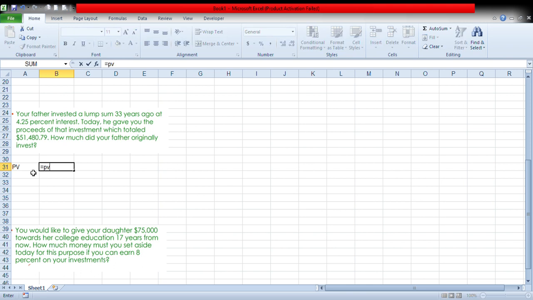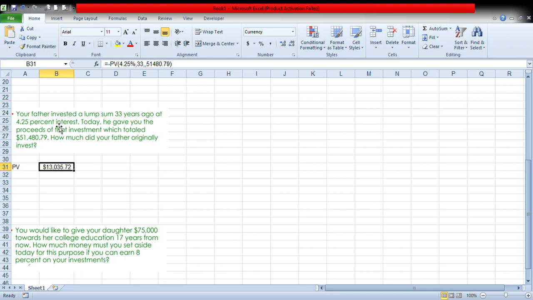It's very simple. Present value, the formula is: rate is 4.25%, and then NPER is 33. Then payment is nothing. Future value is 51,480.79. Understand? Just apply the minus sign before the present value, you will get your answer in positive. So he needed 13,035.72. Understand?